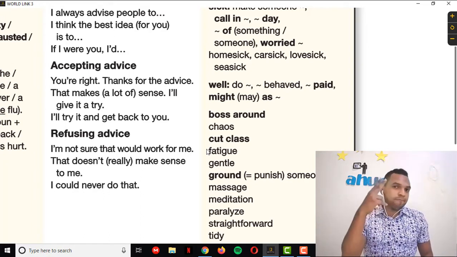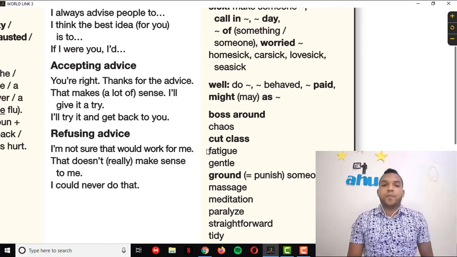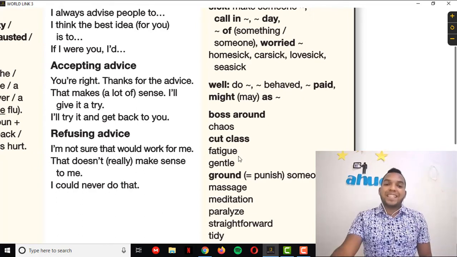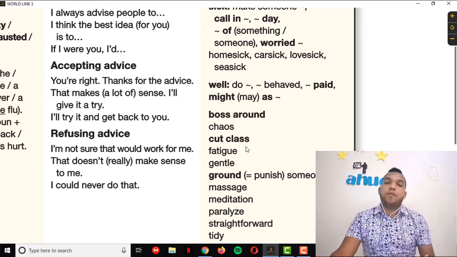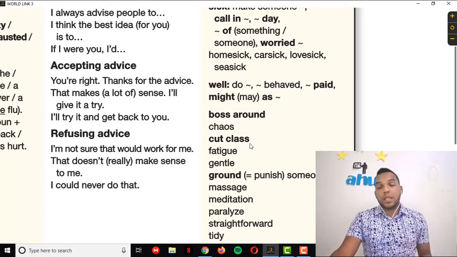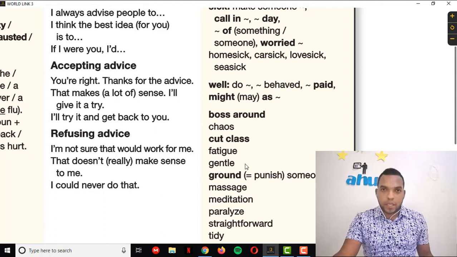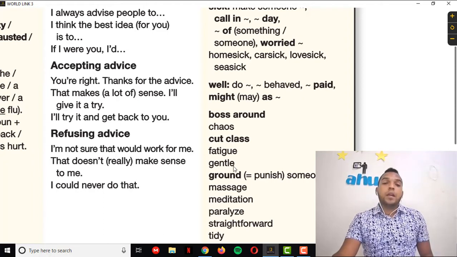Cut class is like when you don't attend class, when you don't go. Fatigue: there are plenty of jobs that provide you fatigue, because if you are all the time doing the same thing, you will get fatigue. So you will be tired all the time.